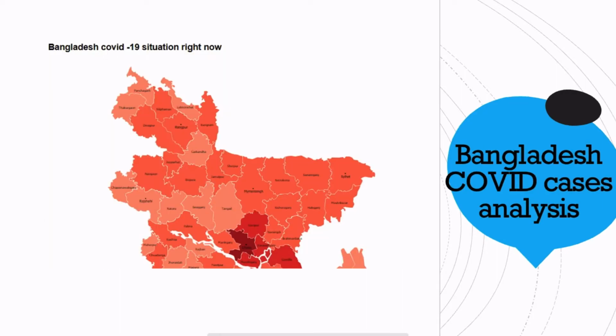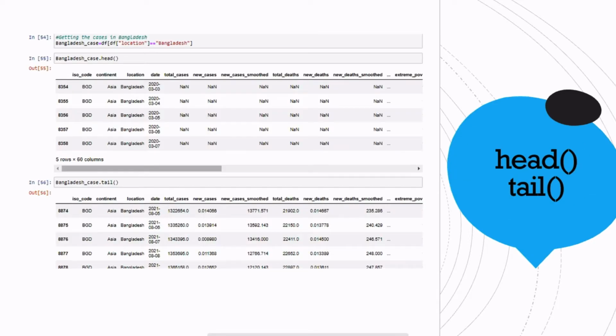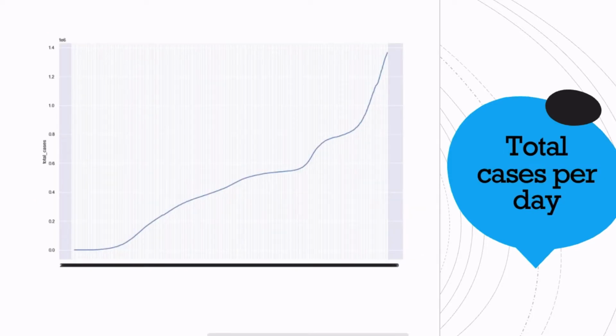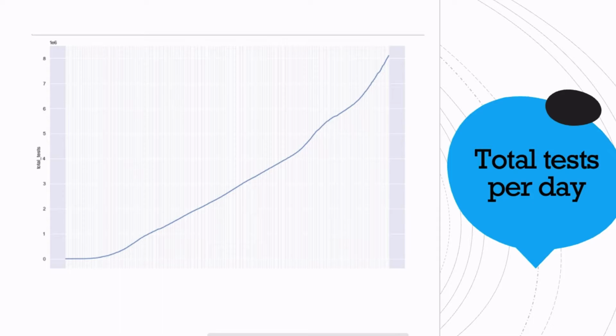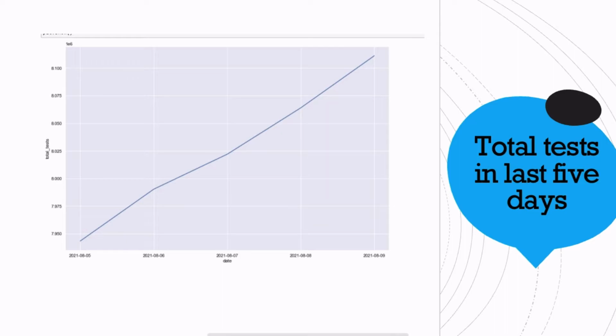And now I am explaining the Bangladesh COVID-19 case analysis. Here we can see the data, the head data, the tail function data. Here it is a graph for total cases per day, and it is also a graph for total cases in the last 5 days. And here it was about total tests per day, and this graph is about total tested in the last 5 days.